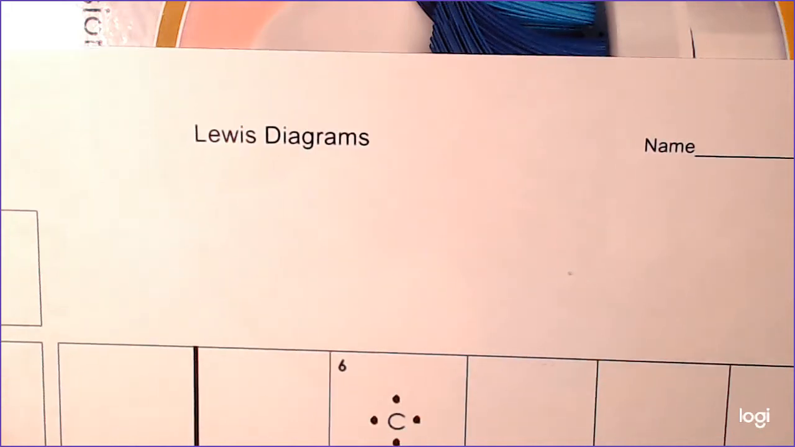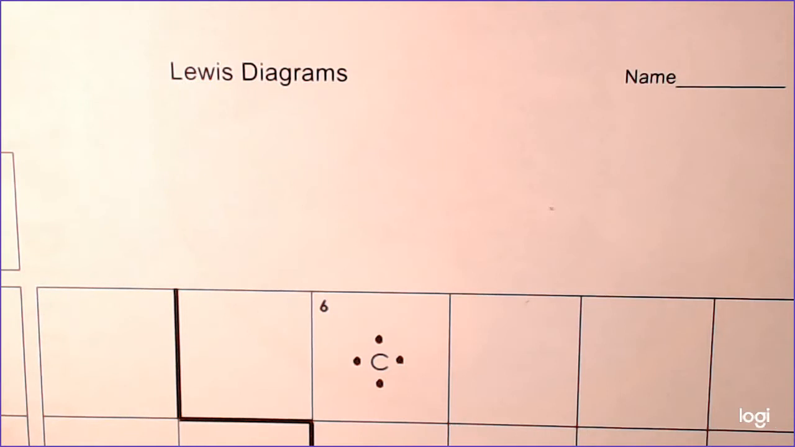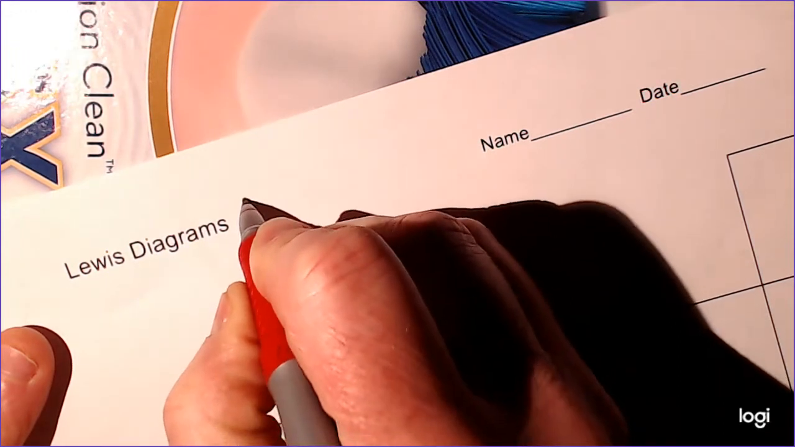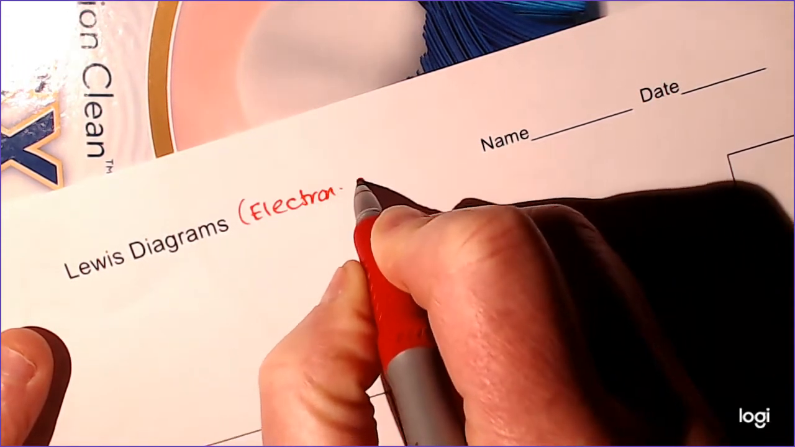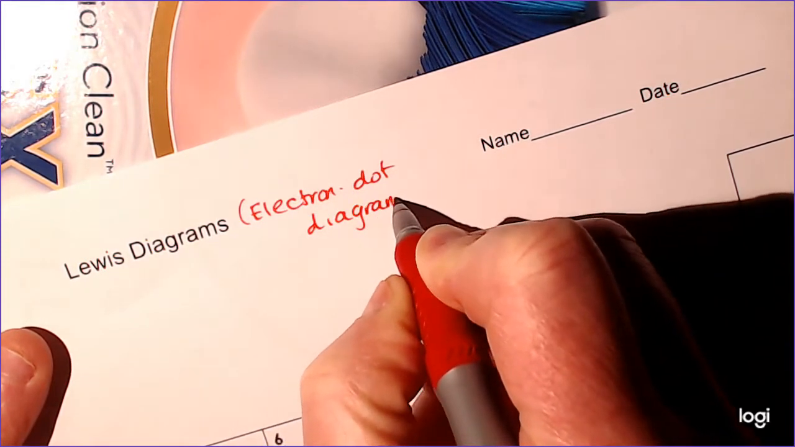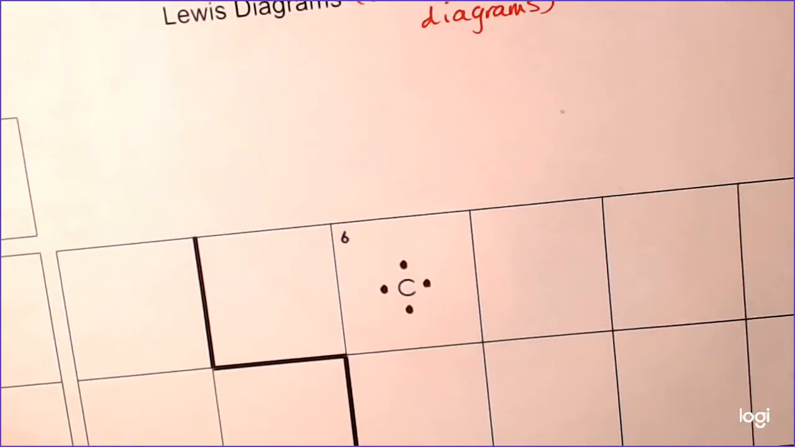So progressing from our Bohr diagrams, we're going to talk about Lewis diagrams. Now, Lewis diagrams can also be called electron dot diagrams, or Lewis electron dot diagrams, okay? So this can also be called electron dot. If you see either of these terms, they're the same thing. Now, the scientist who invented these Lewis diagrams, well, his last name was Lewis.